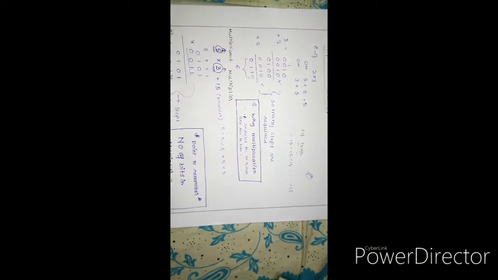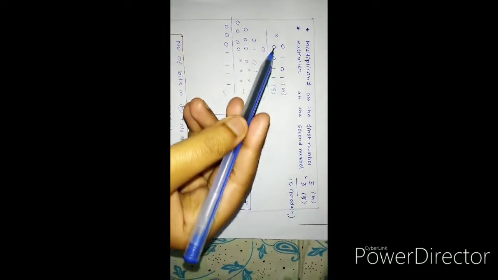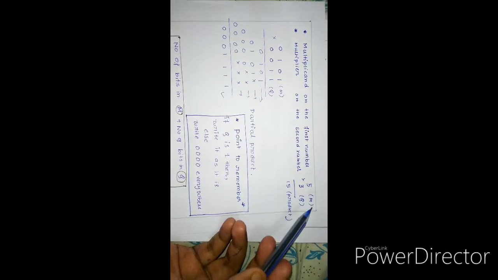So on this page the most important topics are what is the multiplicand and the multiplier. I think you are now quite familiar with this. Let's move on to the next page. The multiplicand, or the first number, and the multiplier, or the second number, are represented as M and Q.